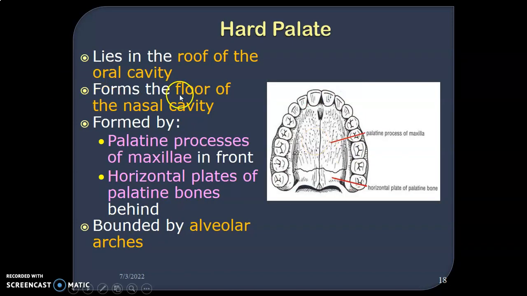So the hard palate forms the roof of the oral cavity and floor of the nasal cavity. As we have said, it separates the oral cavity from the nasal cavity. It's formed by two structures. Anteriorly, by the palatine processes of the maxilla, right and left. So this and this, palatine processes of the maxilla, and posteriorly by horizontal plates of palatine bone. So those are the two components of the hard palate. And it's bounded on the outside portion by alveolar arches, which contain alveolar processes housing the teeth.